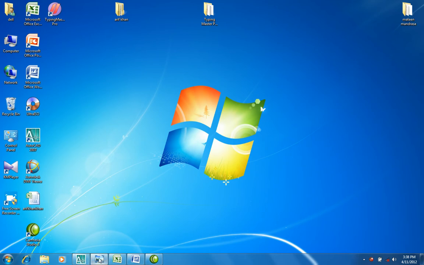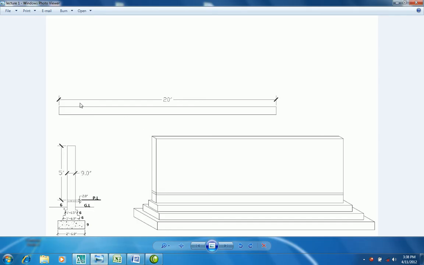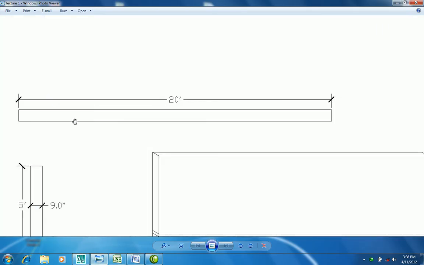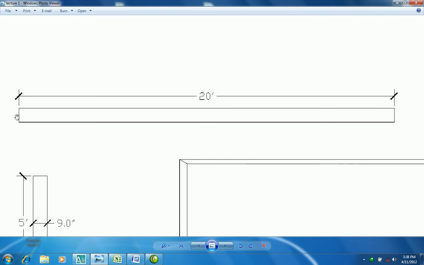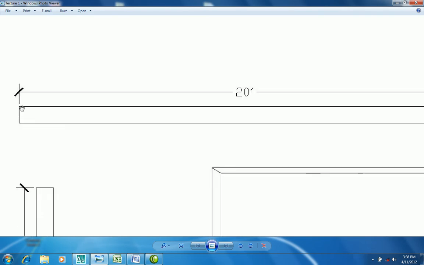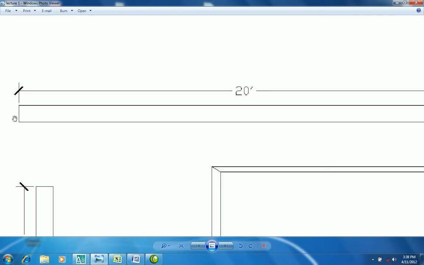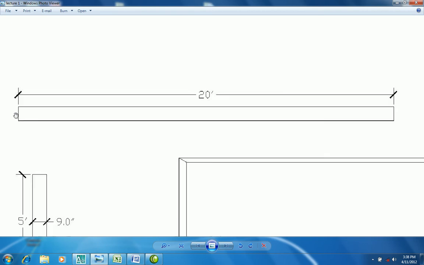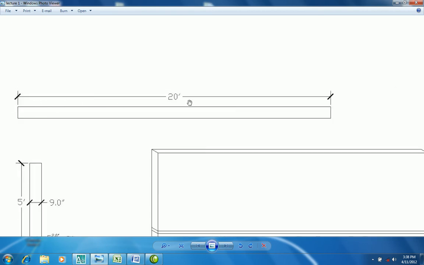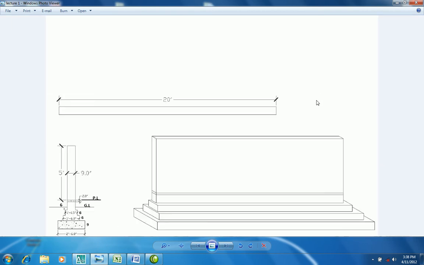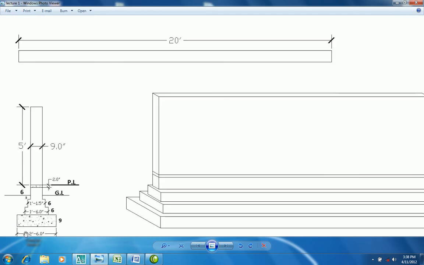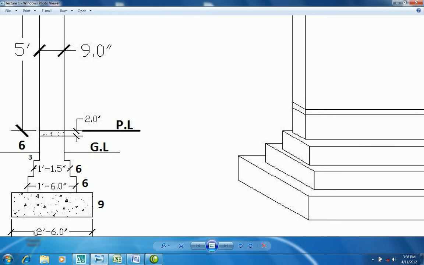First of all, we need to understand the drawing. Look at that. That is the wall width, the top view of the wall, in which we have a 9-inch breadth of the wall and 20 feet as the length of the wall. And that is the cross section of the wall, in which we have 2 feet and 6 inches as the breadth of the foundation.